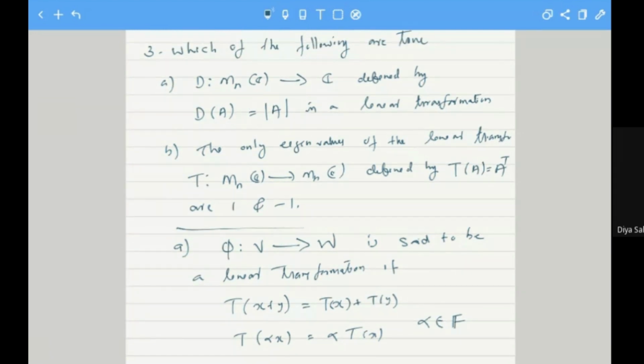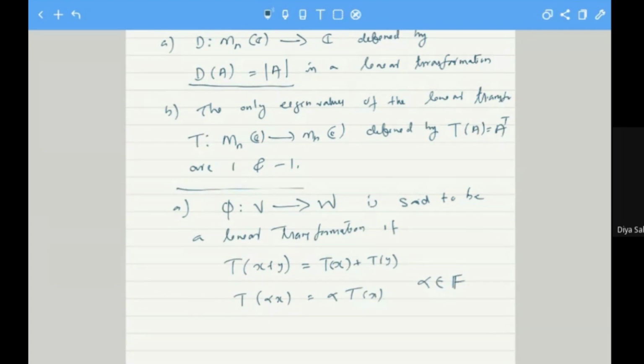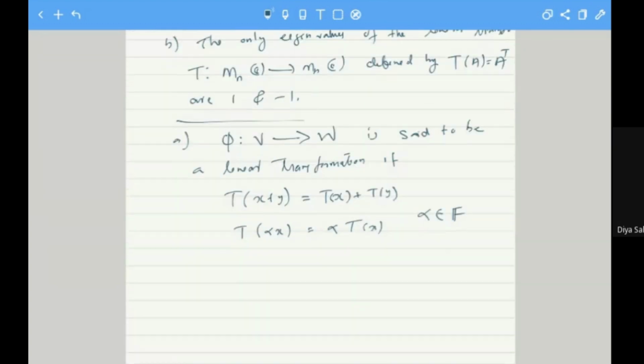So now our question is, the map is defined as D from Mn(C) to C, defined by D of A equal to determinant of A. Here D will take Mn(C), a vector space of dimension n squared over C, and the range will be C over C, a one-dimensional vector space. So the claim is that D is not a linear transformation.